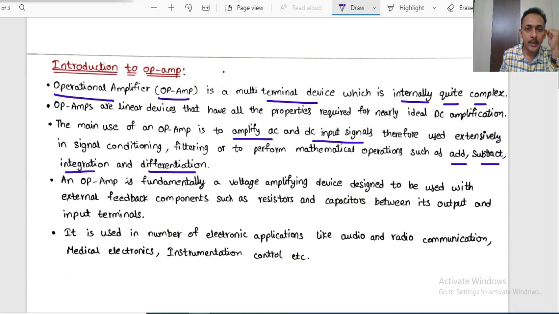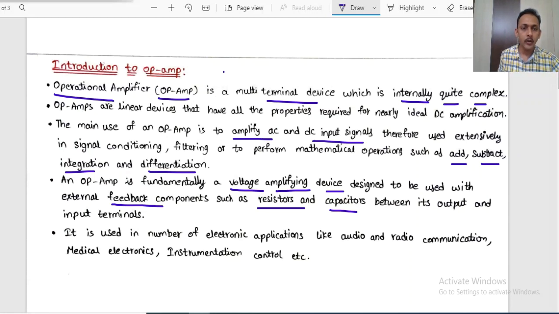Another important point is that it is fundamentally a voltage amplifying device, designed to be used with external feedback components most of the time. Along with the op amp, we are going to use components between its input and output as feedback. Most of the time, resistors and capacitors will be used as the feedback components.